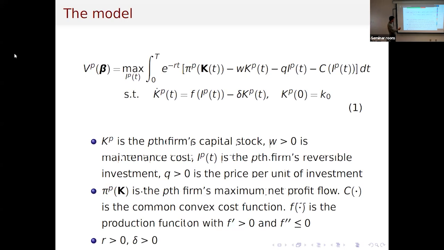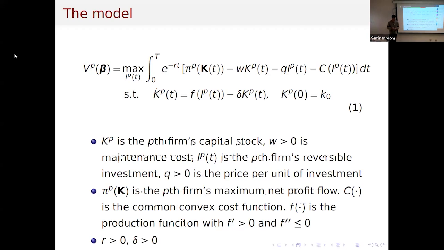Then the dynamic of the capital is based on the investment rate minus some depreciation rate. Here we do not impose any functional form on pi, C, or F. So in some sense, our model is quite general because we do not impose any functional form.